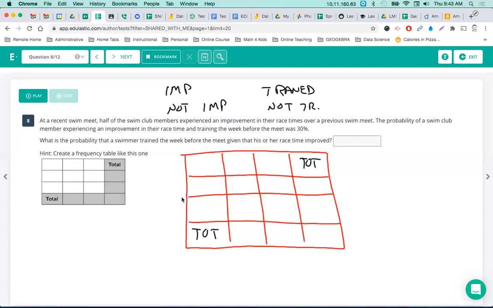Okay, so let's look at these different probabilities. We had improved, not improved, trained, not trained. Okay. So half the swim club members experienced improvement in the race time. So that'd be 50% here, 50% here. And training the week before the meet was 30%. So improving in the race time and training, so improving and training was 30%.